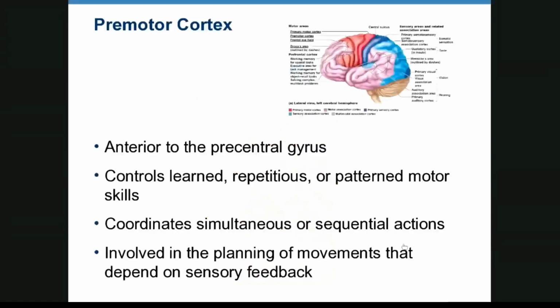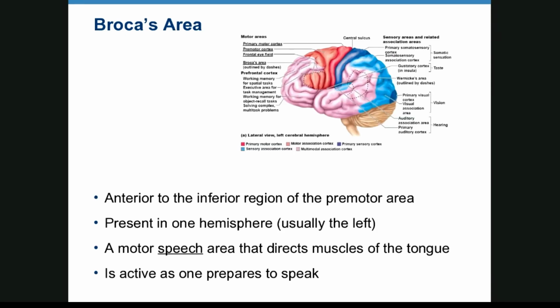Now, the premotor cortex is just one bump up from the precentral gyrus. It controls learned, repetitious, or patterned motor skills, helps coordinate simultaneous and sequential actions, and is involved in planning movements that depend on sensory feedback, which is basically all movements.